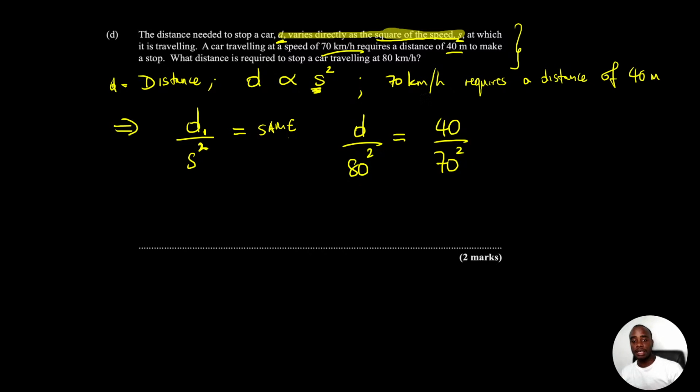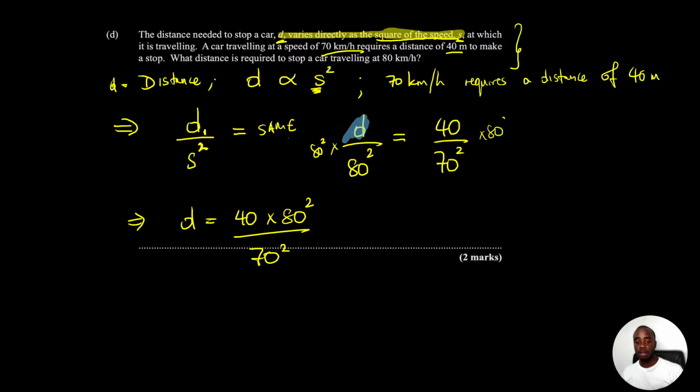Because once we know that, then we can solve for the distance that we need. How can we do that? Well, of course, we can just make D the subject. That means D is going to be equal to 40 times 80 squared all over 70 squared, because we multiply both sides by 80 squared. And now, once we have a good calculator, we just put that in there.